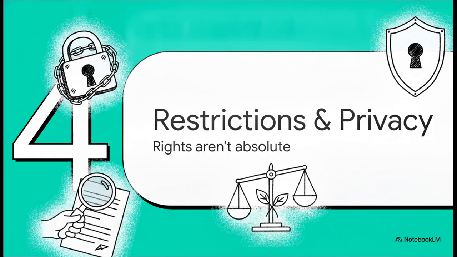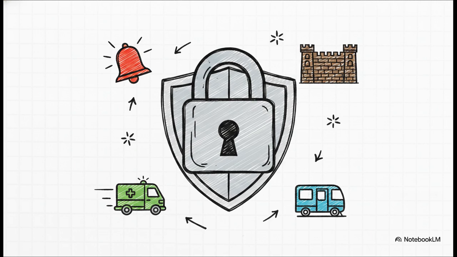All right. Section 4, Restrictions and Privacy. Because remember, fundamental rights aren't completely absolute. The state can absolutely impose reasonable restrictions for the general welfare. Most notably, under Article 352, our fundamental rights can actually be temporarily suspended by the president during a declared national emergency. Beyond emergencies, specific laws like the Essential Services Maintenance Act, or ESMA, can restrict rights just to ensure public order. Like, for example, preventing essential health or transport workers from going on strike.